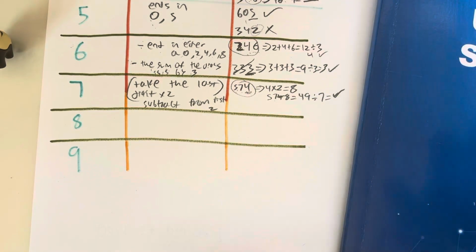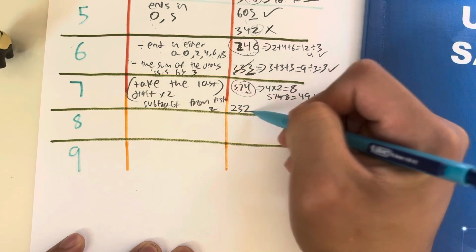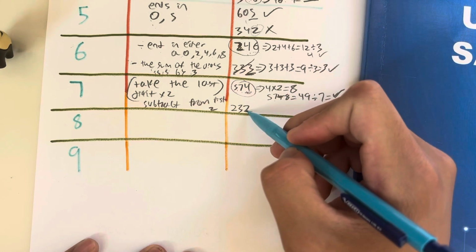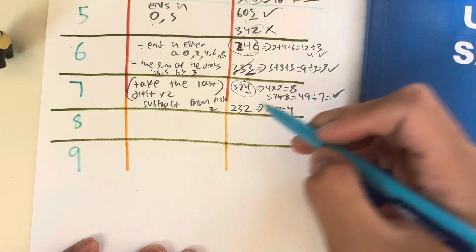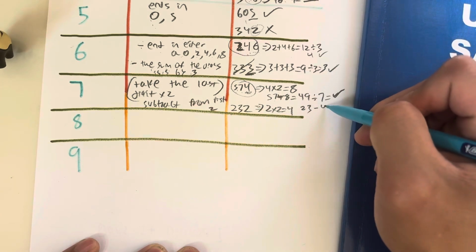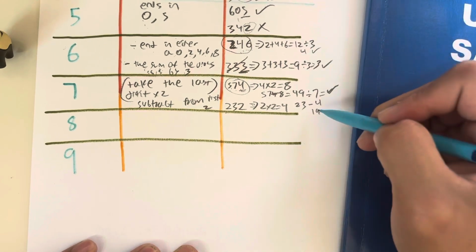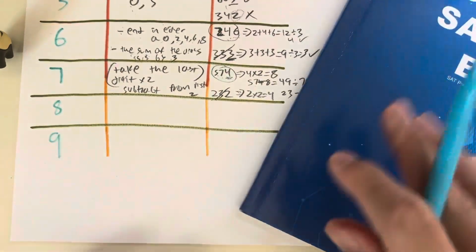Now let's look at another number. So let's just take a random number, 232. We take the last digit, which in this case is a 2, multiply that by 2, which is 4, and then we do 23, our first 2 digits, minus that number 4, which is going to give us 19. And 19 is not divisible by 7, so that means that this 232 does not work out.